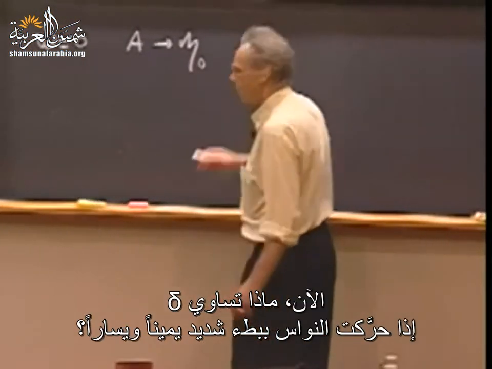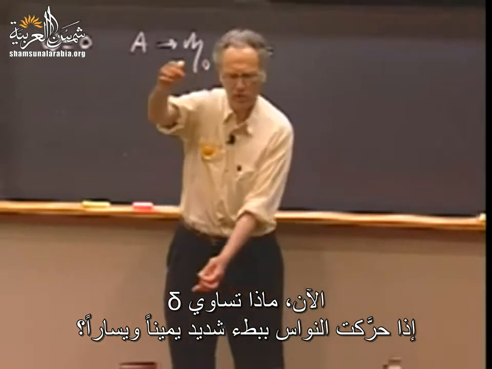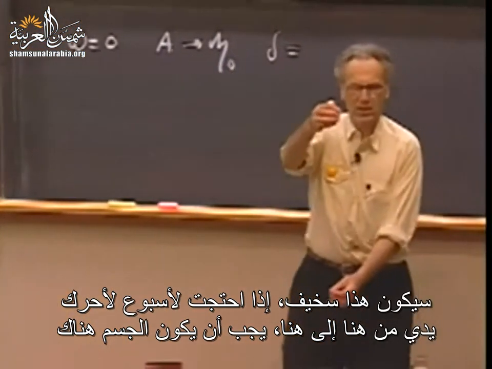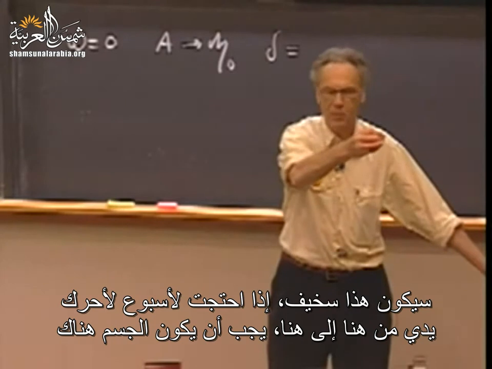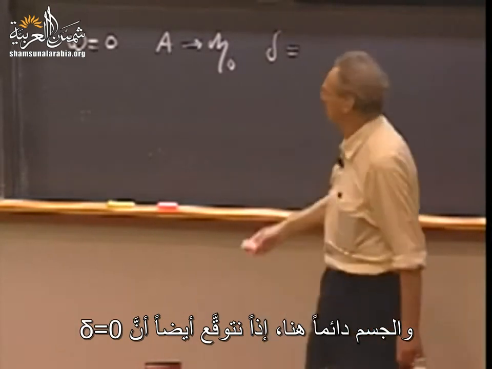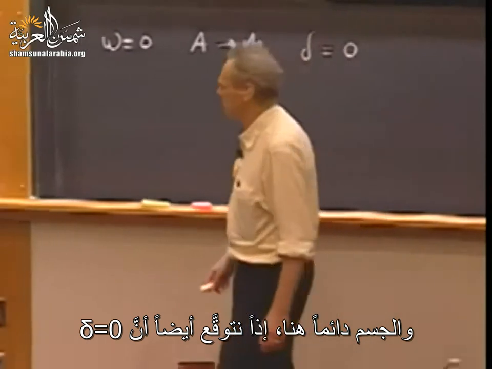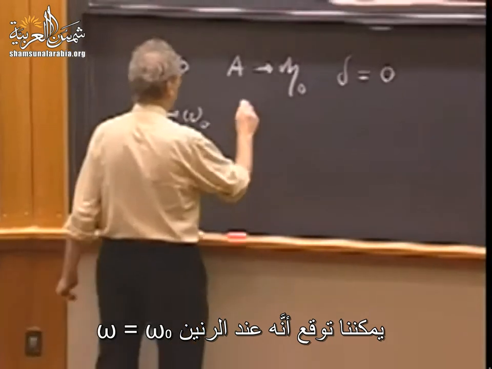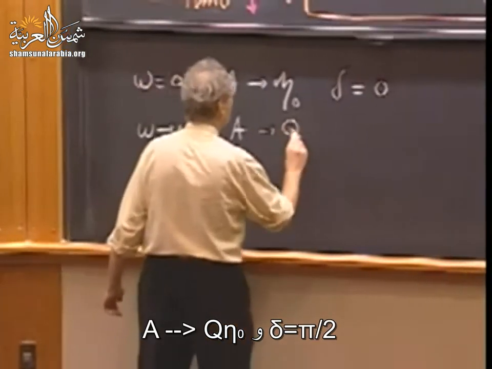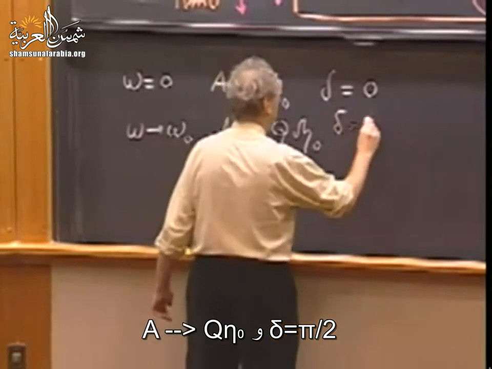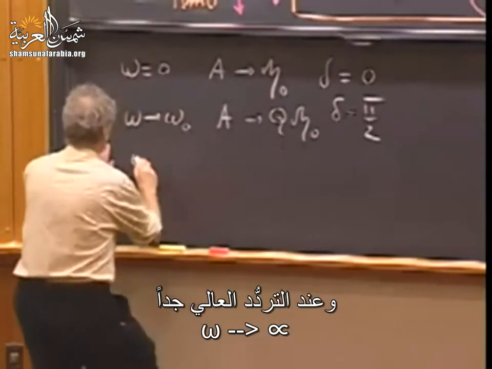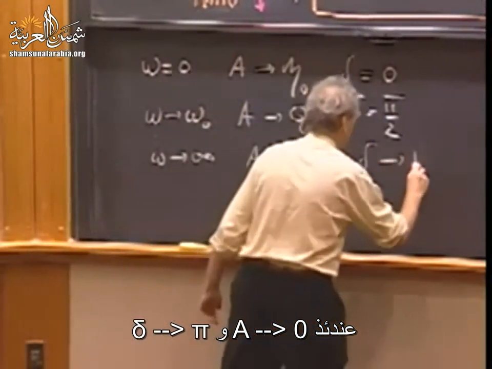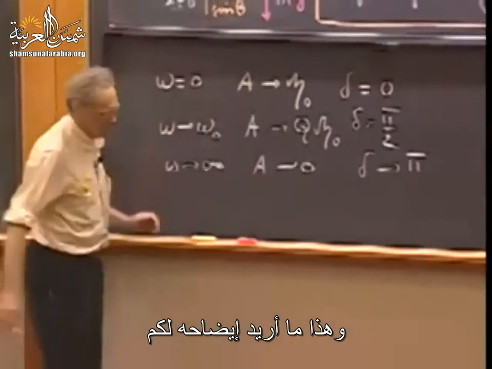Now what do you think delta is, if I'm going to move this pendulum very slowly to the left and to the right? Of course the object will follow me. It would be ridiculous if I take 1 week to go from here to here that the object would not be there, right? Obviously the object is always here. So you also predict that delta is 0. And so now we can make a quick prediction that at resonance you probably get Q times eta 0, and then delta would become pi over 2. And when you go to very high frequency, then A would go to 0, and then delta would go to pi. And this is what I want to demonstrate to you.